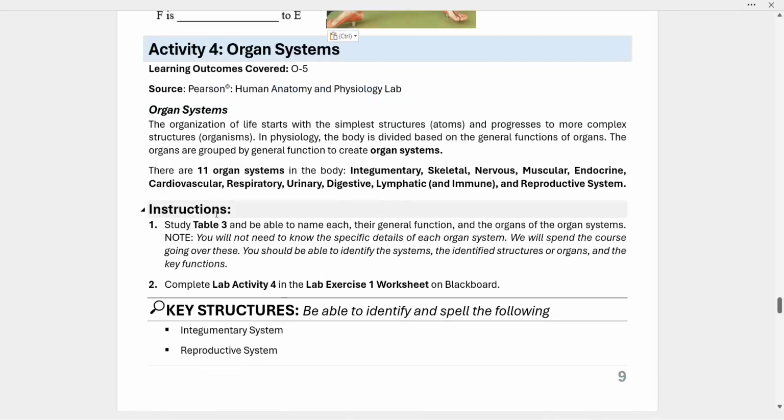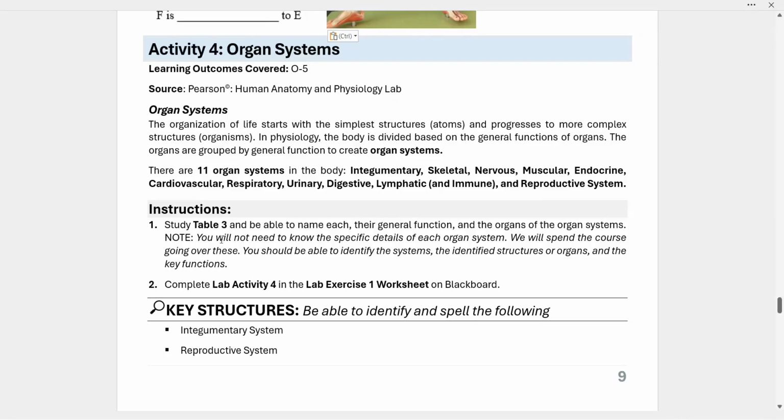Number 4. The organization of life starts with the simplest structure, atoms, and progresses to more complex structures, organisms. In physiology, the body is divided based on the general functions of organs. The organs are grouped by general function to create organ systems. In our body, we have 11 organ systems. Here they are all listed: integumentary, skeletal, nervous, muscular, endocrine, cardiovascular, respiratory, urinary, digestive, lymphatic, which is your immune system, and the reproductive system. You need to study Table 3 and be able to name each of the systems, their general function, and the organs in those systems.